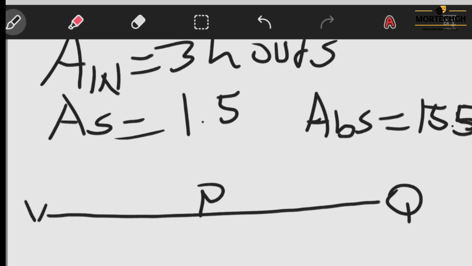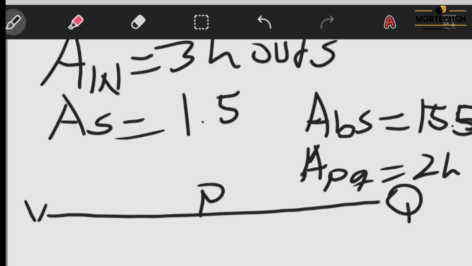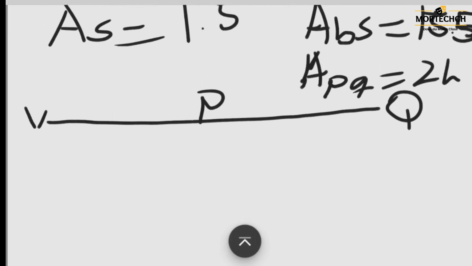And it takes 2 hours to travel from Palmu to Kwamu. So the time from Palmu to Kwamu is equal to 2 hours. Now, what is the distance from Akosua's village to Kwamu, right? They want the total distance from V to Q. Akosua's school is at Q, that's Kwamu, right? But Akosua has to leave the village and get to Palmu.